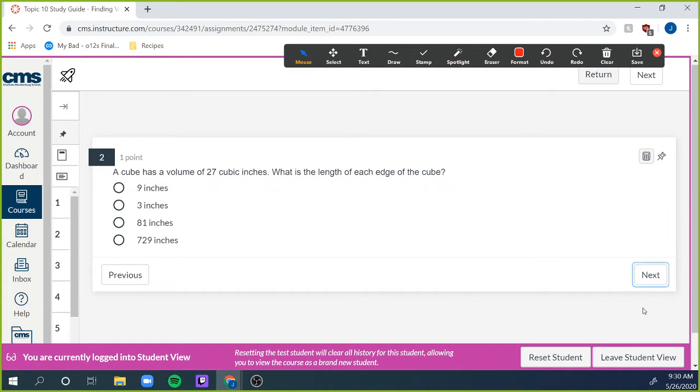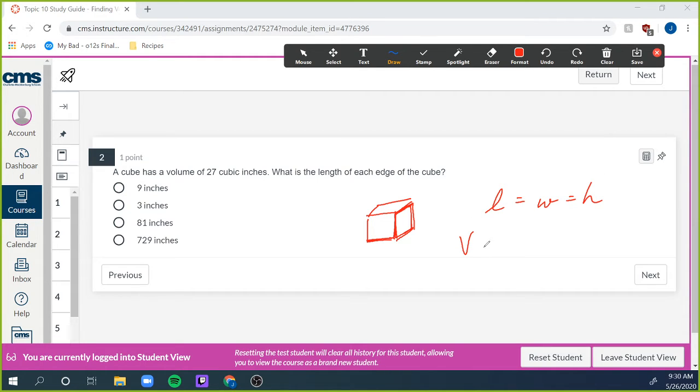I'm going to click next. A cube has a volume of 27 cubic inches. What is the length of each edge of the cube? So we know that a cube looks like a rectangular prism, except there's one major difference. All the sides are equal. All the edges are the same size. So we know that the length is equal to the width and it's equal to the height.